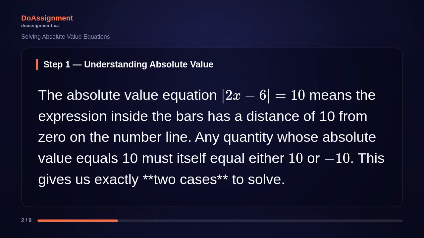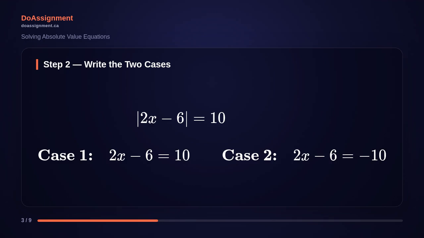The absolute value of an expression equals 10 whenever that expression itself is either positive 10 or negative 10. So we split the equation into two separate cases and solve each one. Case 1 sets the inside expression equal to positive 10. Case 2 sets the inside expression equal to negative 10.